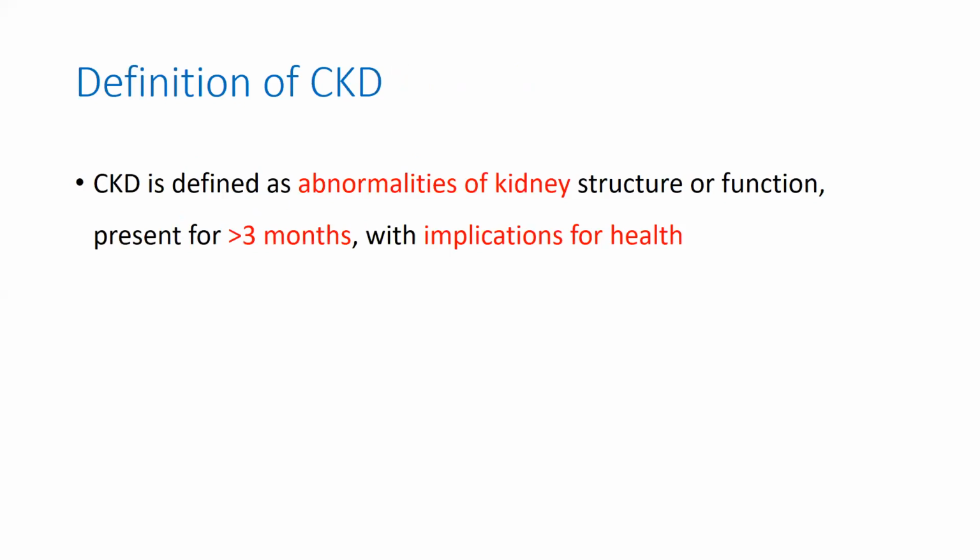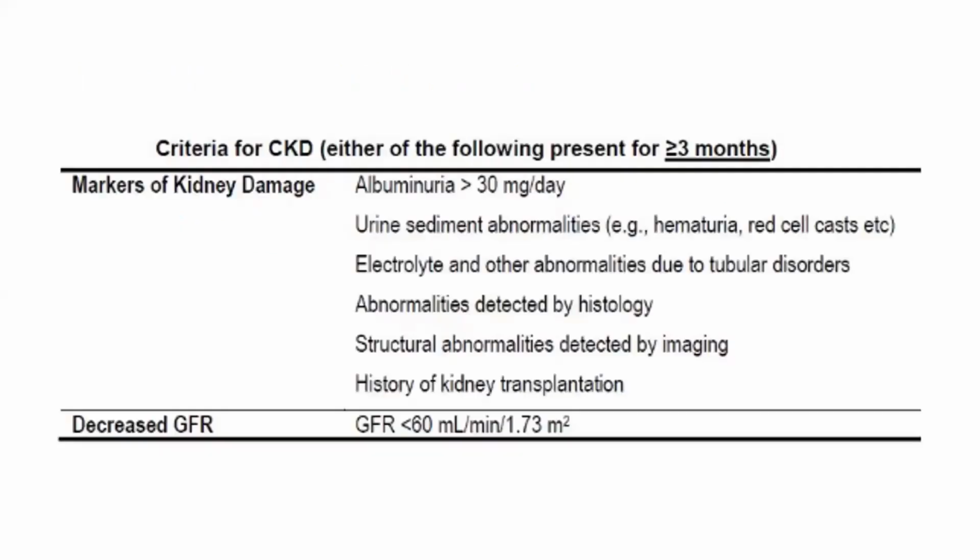So how do we define CKD? CKD is defined as abnormalities of kidney structure or function, which should be present for more than 3 months with implications to health. So what are these abnormalities of the kidney? It could be a structural problem or it could be a functional problem. So these are some of the ways that kidney abnormalities can be present.